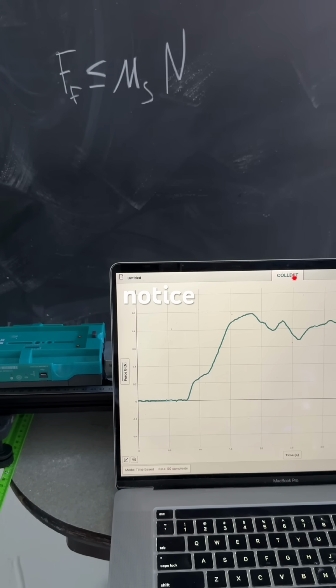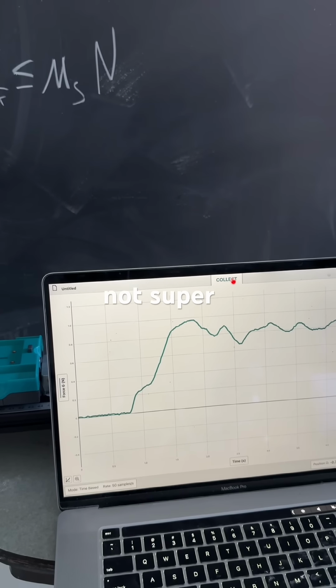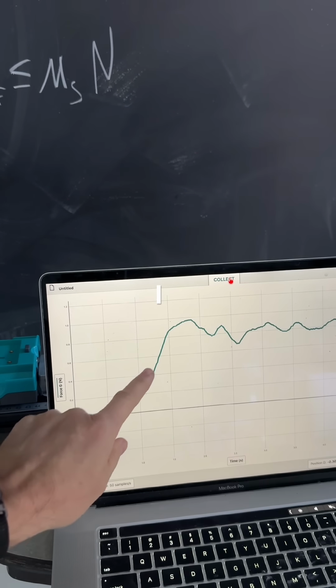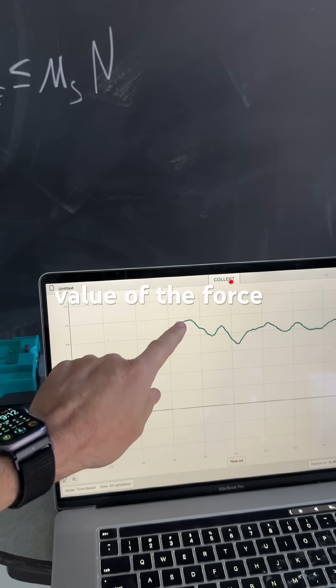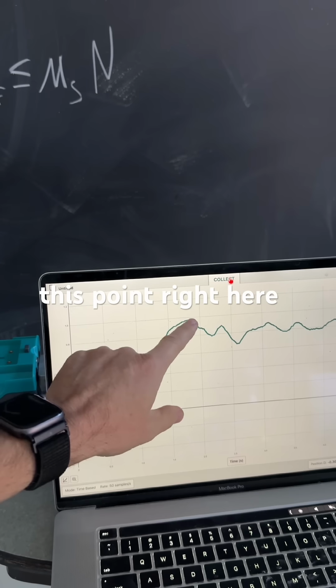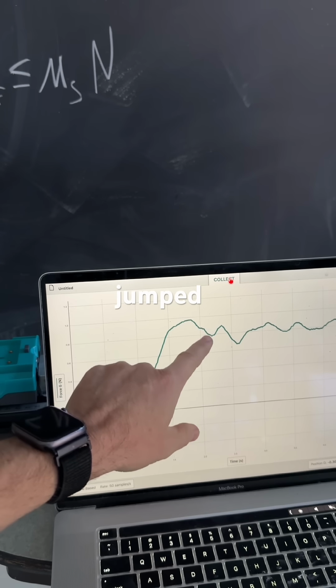So you may notice something kind of important. It's not super easy to see, but as I increase the value of the force pushing on the block, it didn't move until this point right here. And then it jumped down.